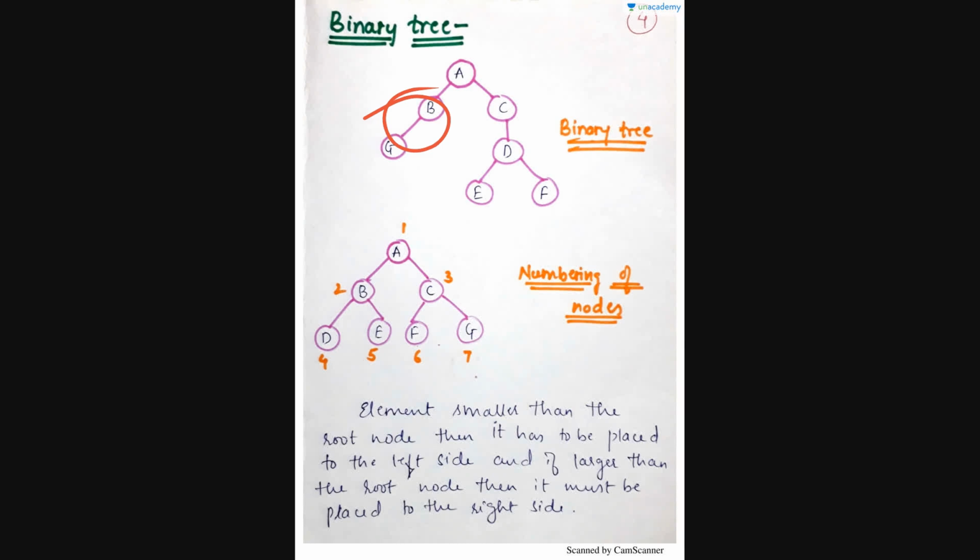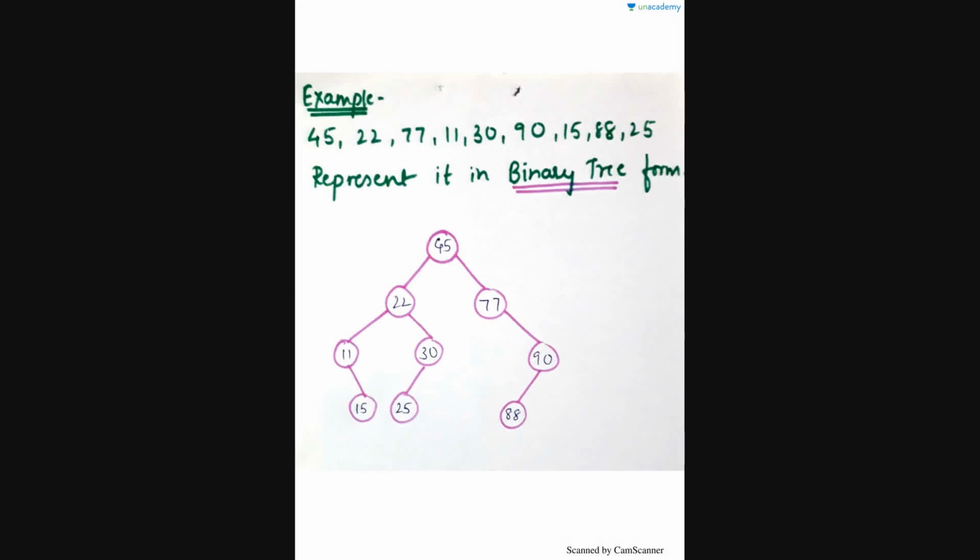For better understanding, I'll explain it with an example. Suppose I have to represent 45, 22, 17, 11, 30, 90, 15, 88 and 25 in a binary tree form. Then the first element, 45, I'll take as the root node. So 45 here I have taken as a root node.